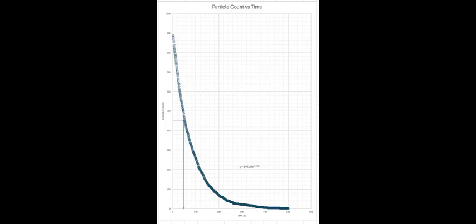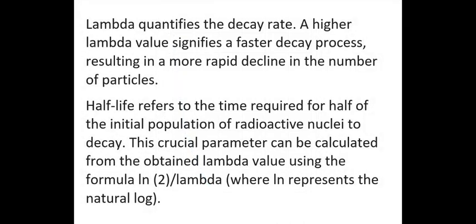The number that appears in front of the x variable in the exponential will be the decay constant lambda. Lambda quantifies the decay rate. A higher lambda value specifies a faster decay process, resulting in more rapid decline in the number of particles.